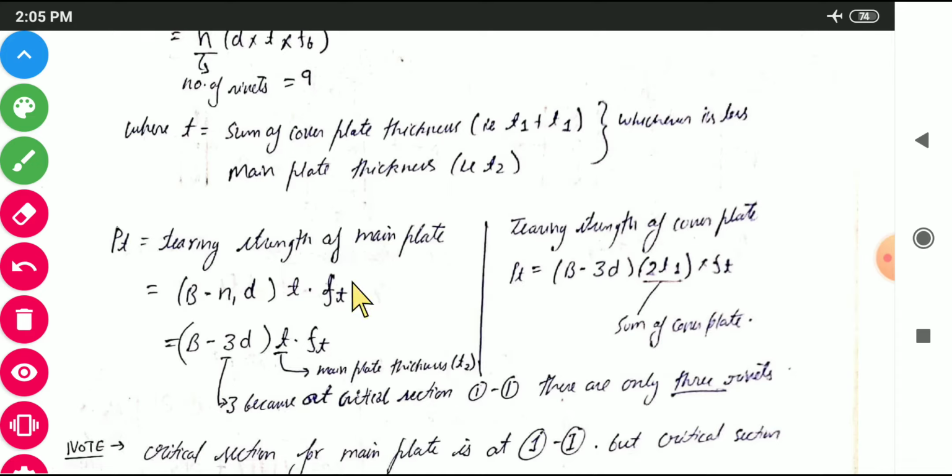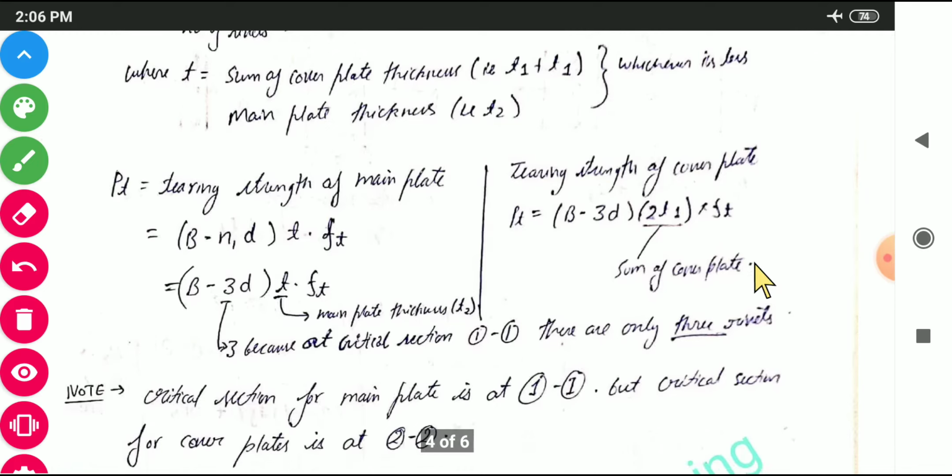Same way, tearing strength of the cover plate. For the cover plate we will be taking b minus 3d, same as before, but here the thickness will not be T2 but twice T1, that is T1 plus T1, the thickness of both the cover plates, into ft. That will remain the same. So the only difference is that here we will be using T2, the main plate thickness, and in the cover plate we will be using T1 plus T1, that is 2T1, the sum of the cover plates.